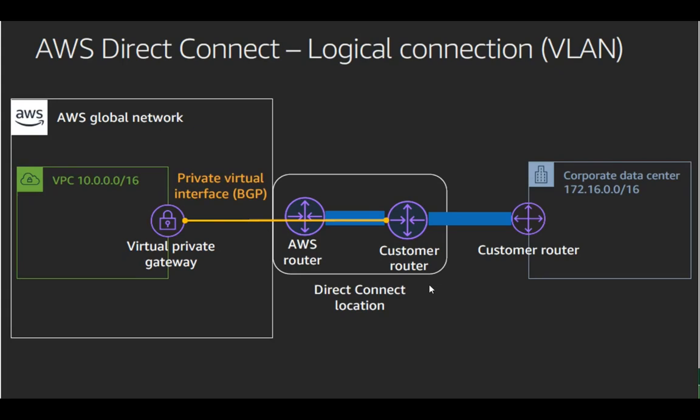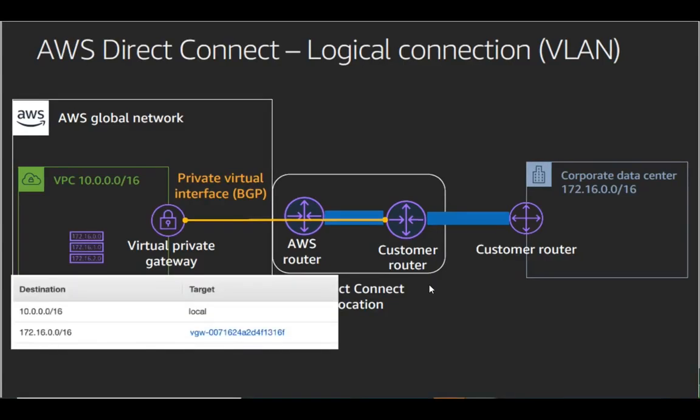Here in the Direct Connect location, we've established a connection via private virtual interfaces. We also have to add a route for our subnet deployed inside the VPC, and the routing will be similar. 10.0.0.0/16 is our VPC, and the target will be local, so the VPC in itself knows how to route traffic. But for the corporate data center, we are routing all the traffic to the virtual private gateway. The virtual private gateway, as you can see in the slide, has a connection to our customer router sitting in the Direct Connect location, so it knows how to route traffic.